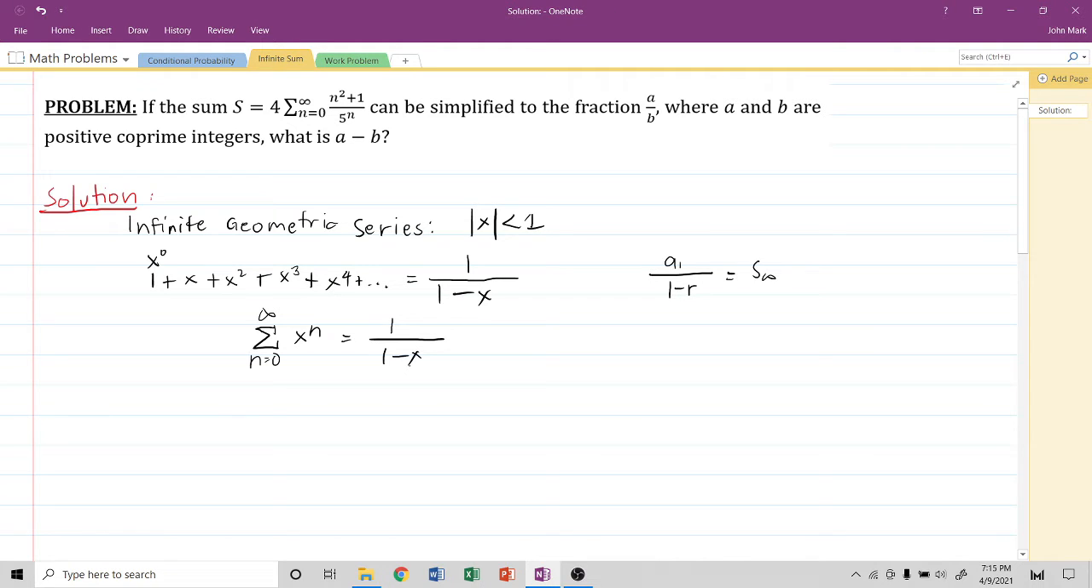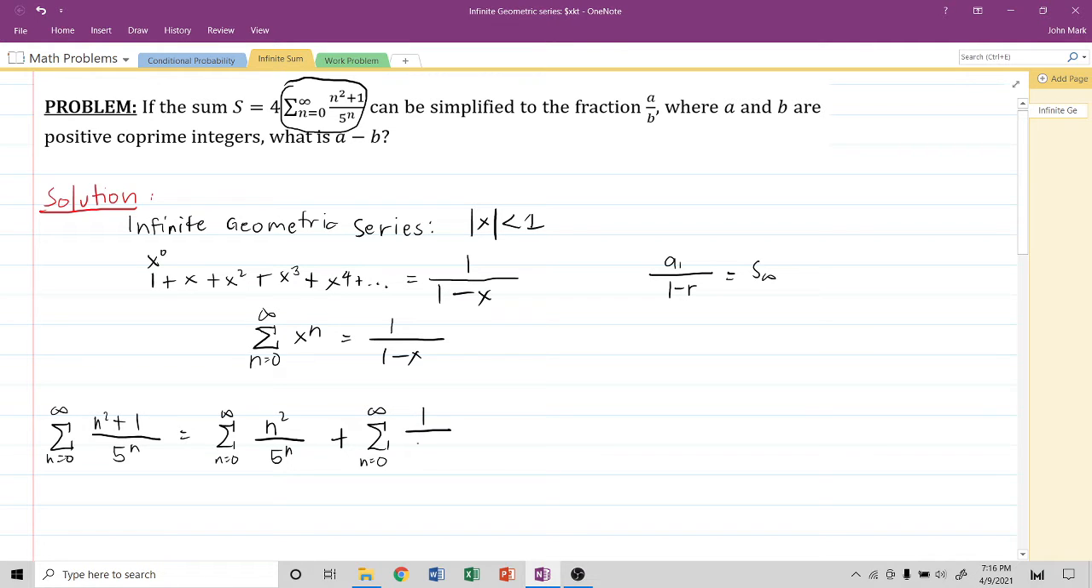Now, how is this special compared dito sa summation natin na hinahanap? Now, yung summation na hinahanap natin, since yung 4, constant lang naman yan, so pwede muna natin siya i-ignore. Focus tayo dito sa summation na to. This summation from n equals 0 to infinity of (n squared plus 1) all over 5 raised to n can actually be separated into two parts. So we have the summation from n equals 0 to infinity of n squared over 5 raised to n, plus the summation from n equals 0 to infinity of 1 over 5 raised to n.